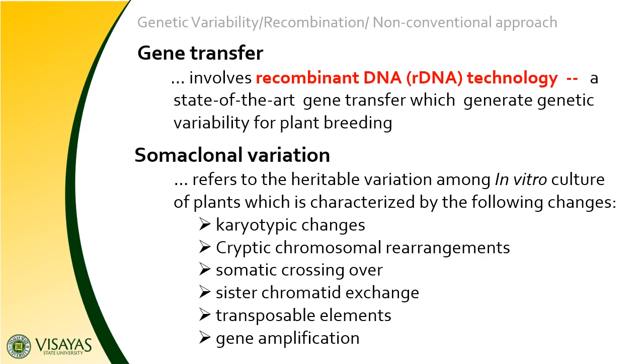Even though they are vegetatively propagated, normally they are true to type, but under some circumstances, especially when they are undergoing different subcultures, they can undergo these changes in their karyotype, and also changes in their genes, such as gene amplification. All of those are generally called somaclonal variation.